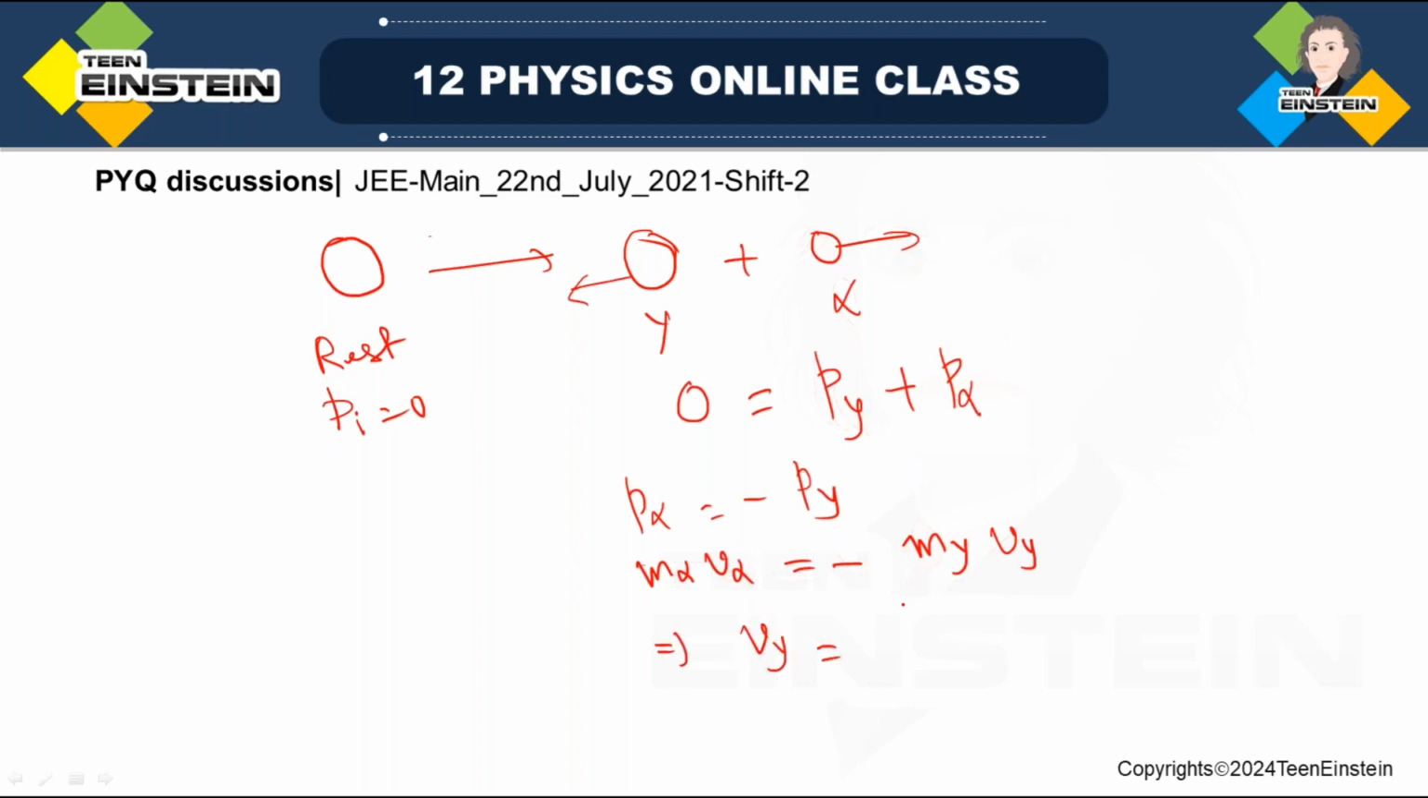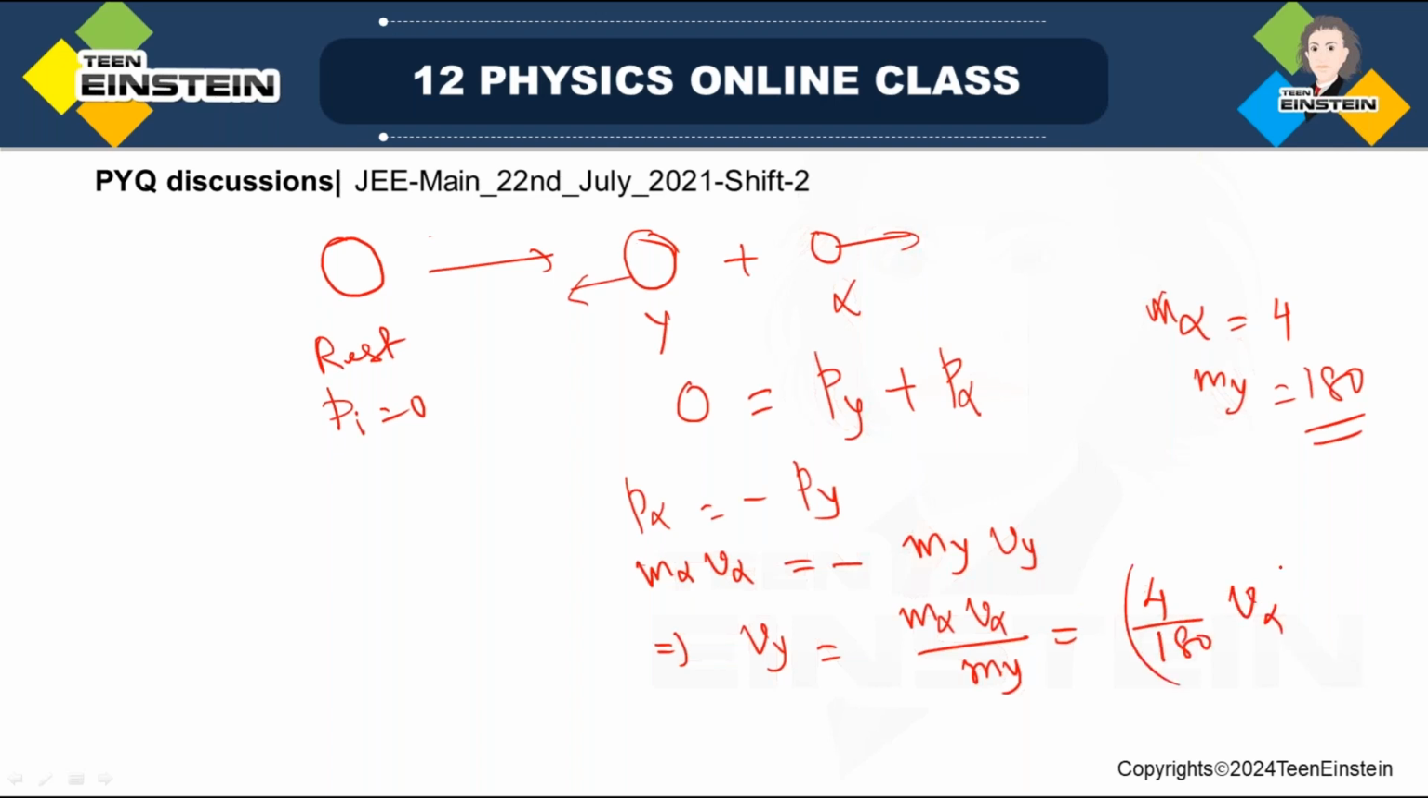So vy is equal to m alpha v alpha divided by my. Here the alpha particle has mass 4, I am taking the mass number itself as mass, and this daughter nucleus has mass, this is m alpha, this is my as 180. So basically this will be 4 by 180 v of alpha. I'm not doing any simplification, I'm keeping this as it is.